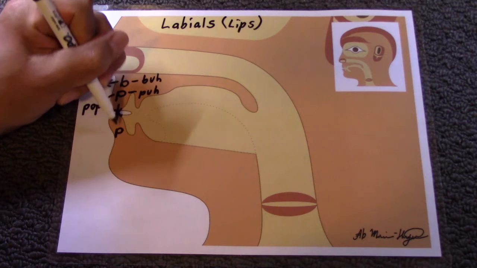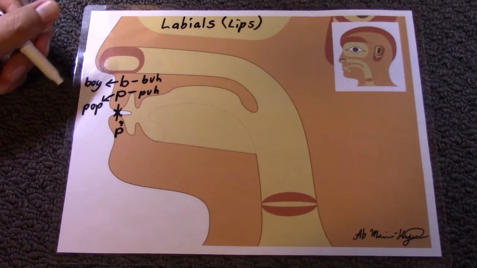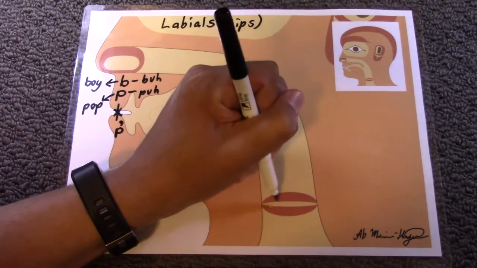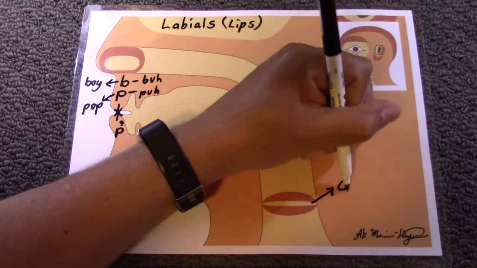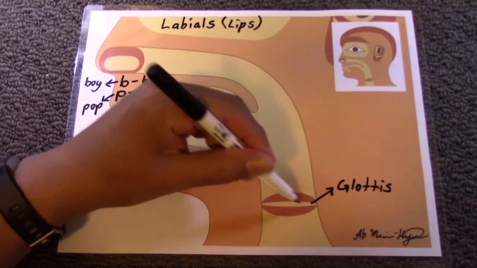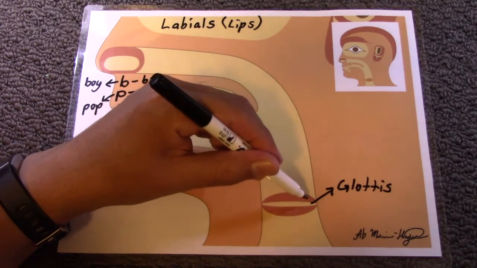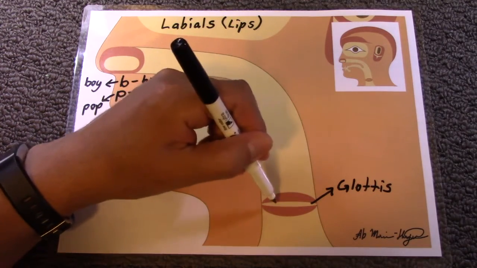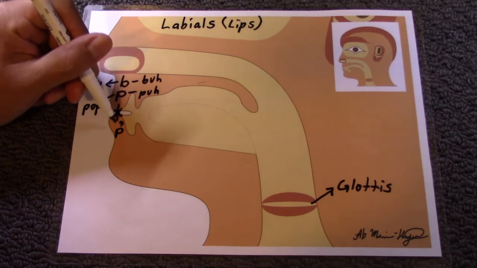The next letter is also the letter P, but we have an apostrophe over top of it. So what the apostrophe tells us is that we're going to be using our glottis. So this is our glottis here. The glottis is the opening between the vocal cords. So what we're going to be doing is we're going to be closing our vocal cords. That's why it's what they call a glottal stop. We're closing our glottis, we're closing our vocal cords. And then we're releasing the sound.